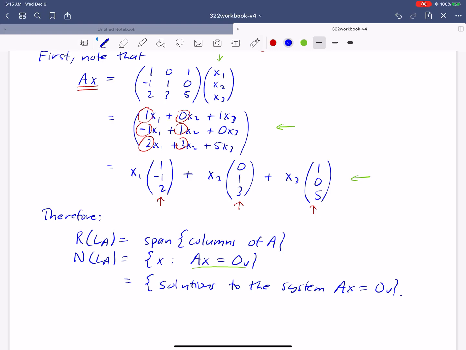So this example that we just did gives us a quick, convenient description of the range and the null space of a left multiplication operator. These general observations are things that we're going to use for the remainder of this chapter summary.